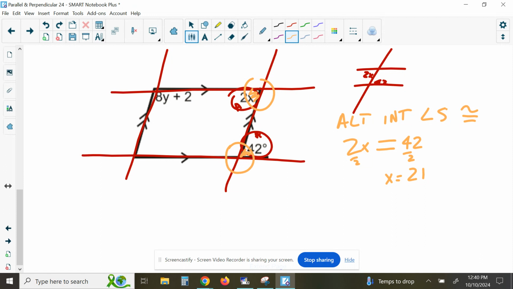Okay, so let's go ahead and plug that back into our picture. If x is 21, let me erase some of this here so we can see. So I'm taking this 21 and plugging it in there. So what is that angle measure? It's 42, right? So this angle measure is 42, 2 times 21. And we wanted it to be congruent to this guy. So are we good? Okay, so we did not mess up.